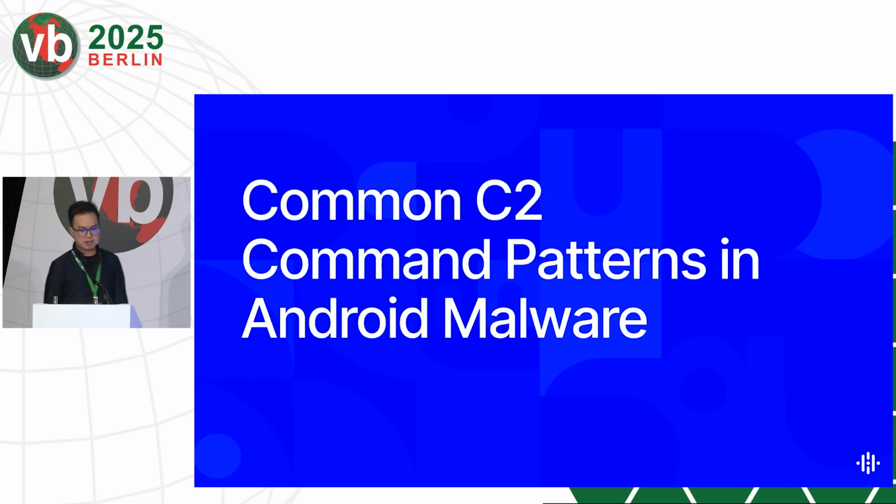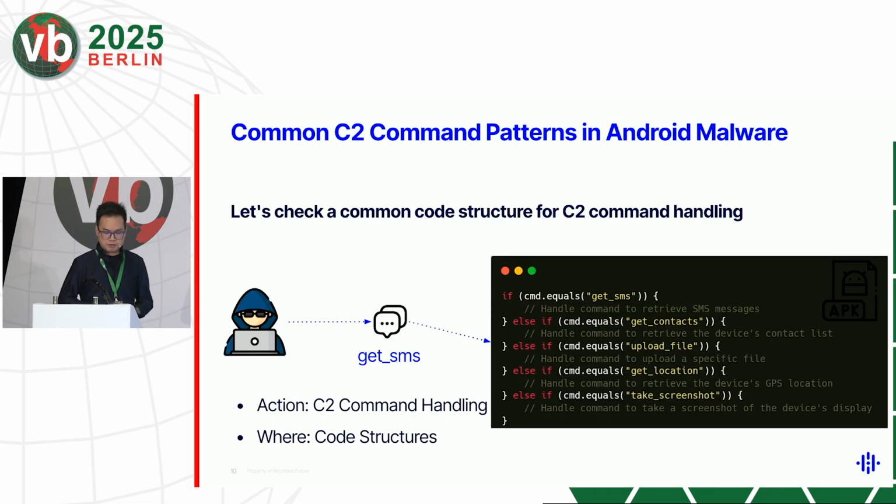Moving on, let's now dive into some C2 command patterns we discovered. So what exactly is a C2 command handling pattern? Let's look at this code. This if-else statement is the most classic way malware authors handle their C2 commands. It doesn't matter if the command is get NS or upload file. The logic is always the same. It compares a string and then executes an action. This repeating structure is the first pattern we are looking for.